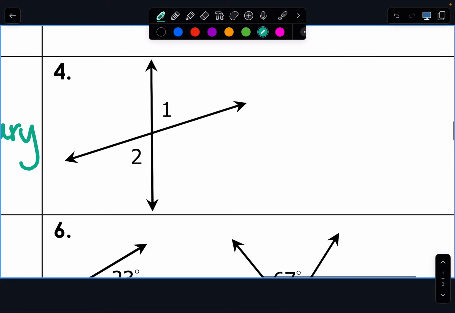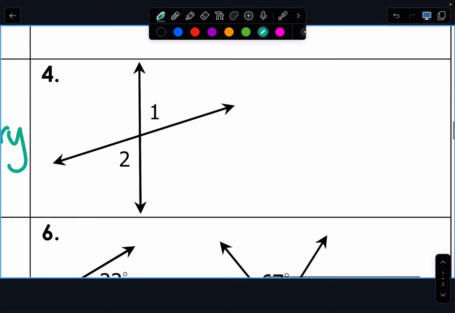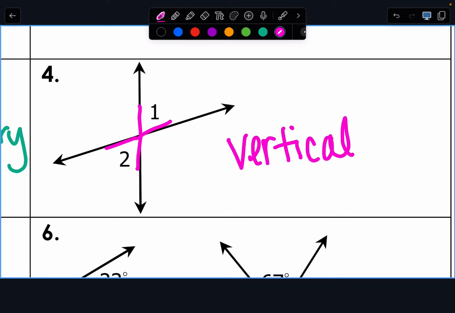Okay, now number 4's picture looks really similar, but the angle numbers are in different spots. Do you see how 1 and 2 are across from each other? Okay, so that means they're vertical. Are they adjacent? No. They don't share a wall. Okay, vertical cannot be adjacent.